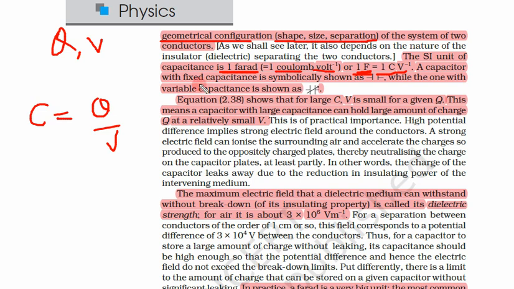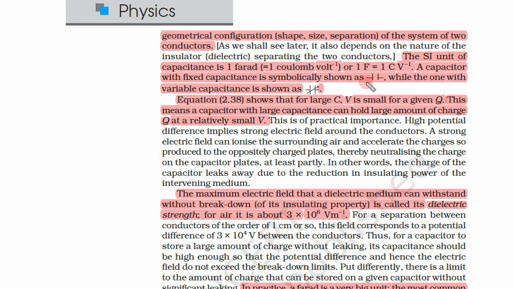A capacitor with fixed capacitance is symbolic. So what is the symbol? Unit is farad. Now the symbol: two lines like this. This is the symbol of a fixed capacitor. If we put a line like this, that means this is a variable capacitor. We can change its capacity as we move the knob. So this is a knob. If we move the knob, we can change the capacity. This is a variable capacitor, and this is a fixed capacitor.